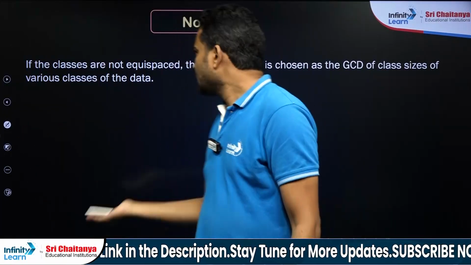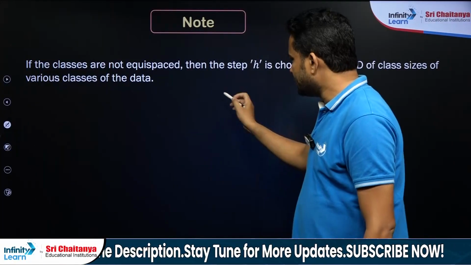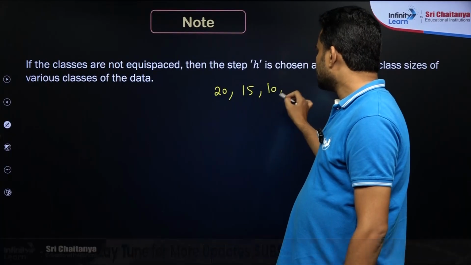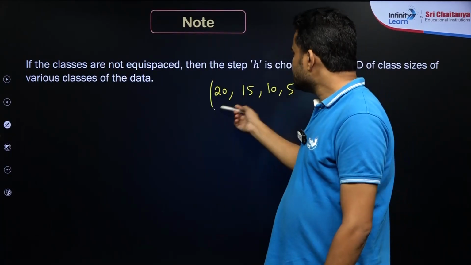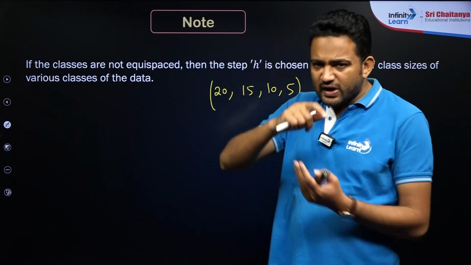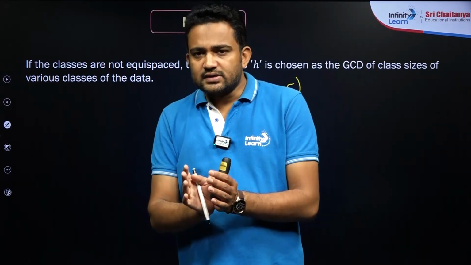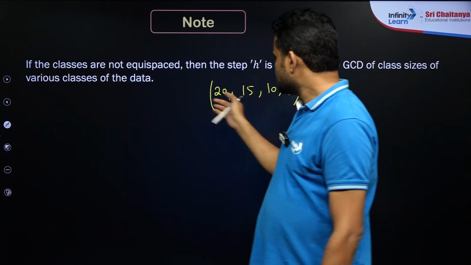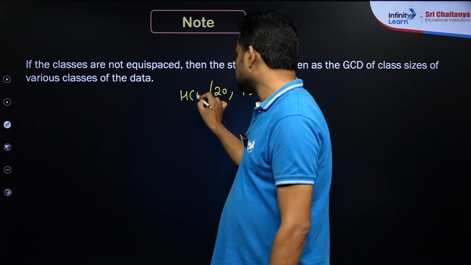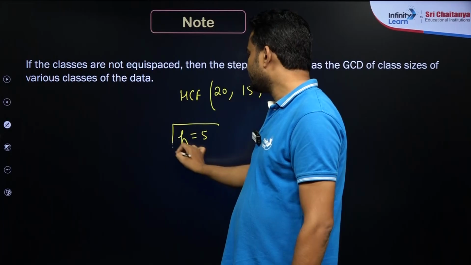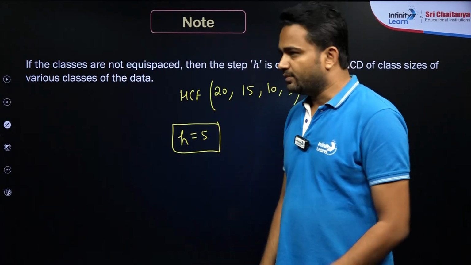Okay, suppose for some interval h is 20, for some interval it is 15, for some interval it is 10, and for some interval it is 5. So which h will we choose? So no issues, simply find the HCF, because we have to choose the h which divides all the numbers, right? And that is called HCF. So in this case, we will find the HCF. And what is the HCF? HCF is 5. So the final h will be 5, which will be used in the formula, right?